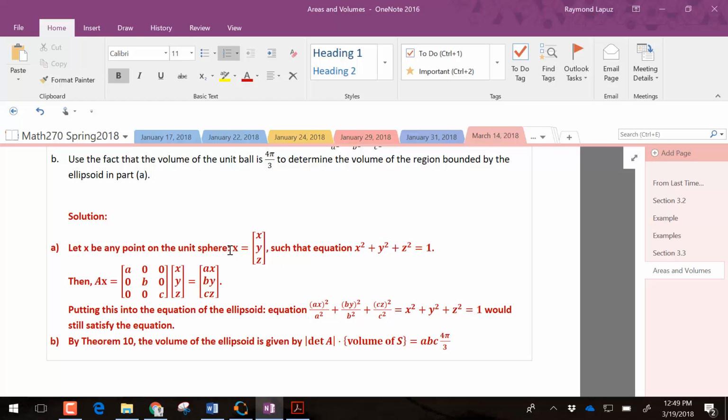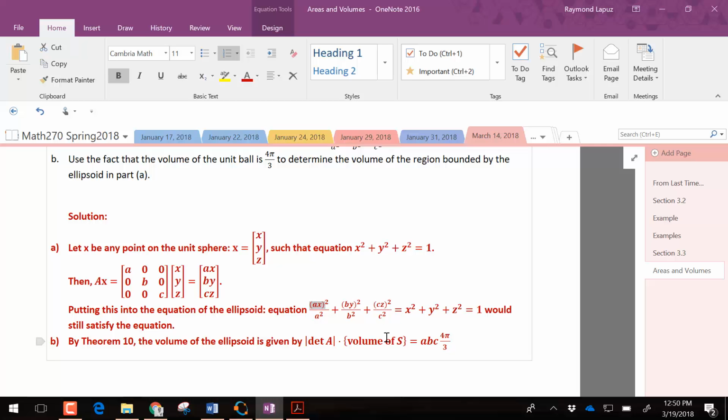And if you put those values in for x, y, z into the ellipse equation that they have, you're going to get back x squared plus y squared plus z squared is equal to 1. So that shows that the ball actually gets transformed into this ellipsoid.